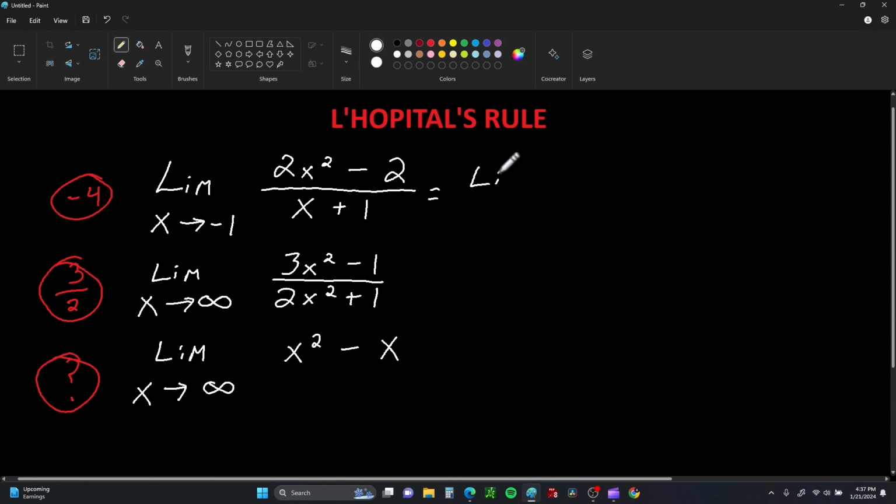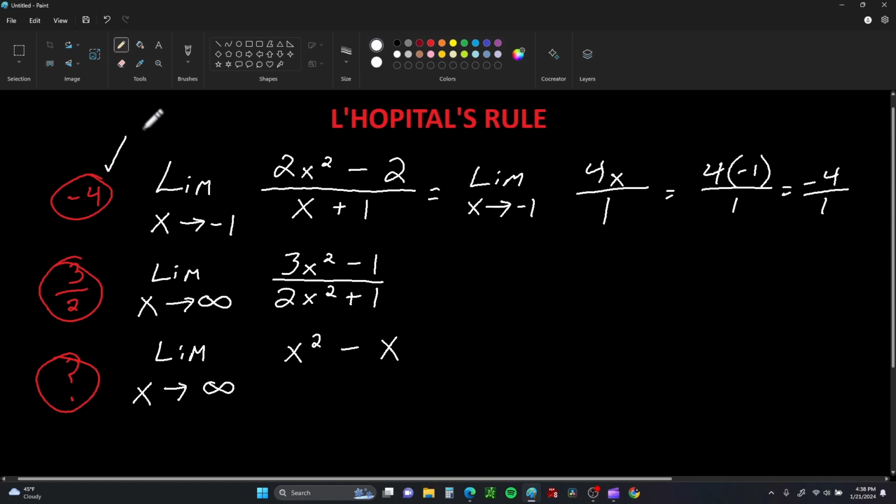Anyway, so if we have the limit as x approaches minus 1, what I'm going to do now is take the derivatives. The derivative of the numerator is going to be 4x, and then the derivative of the denominator is simply 1. What we get is 4 times minus 1 over 1, which is minus 4, which is what we got before algebraically. Let's look at the next one.